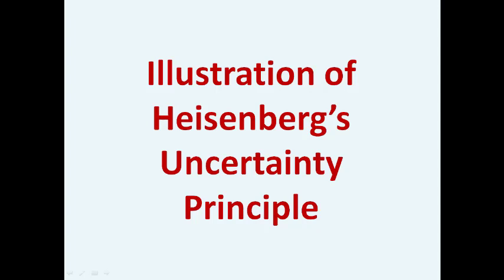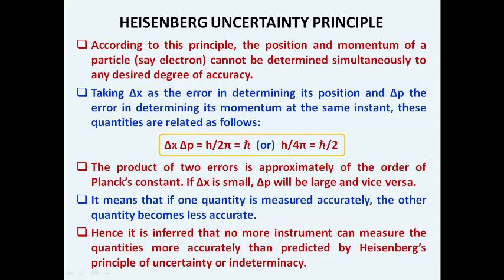Hi everyone. Now we are going to discuss the topic of illustration of Heisenberg's uncertainty principle. Let us go for a simple recap of Heisenberg's uncertainty principle. According to this principle, we know that the position and momentum of a particle, say an electron, cannot be determined simultaneously to any desired degree of accuracy.